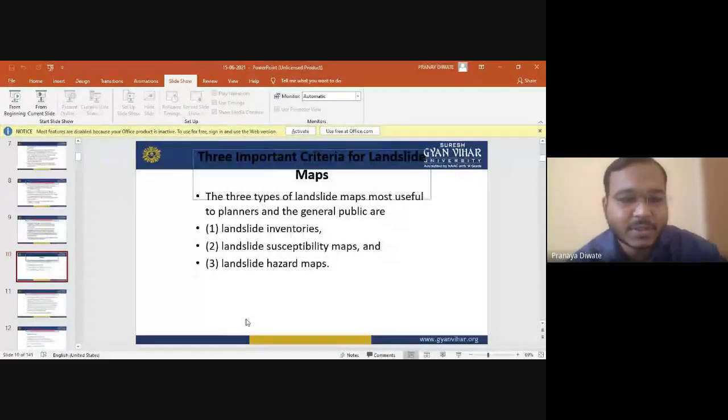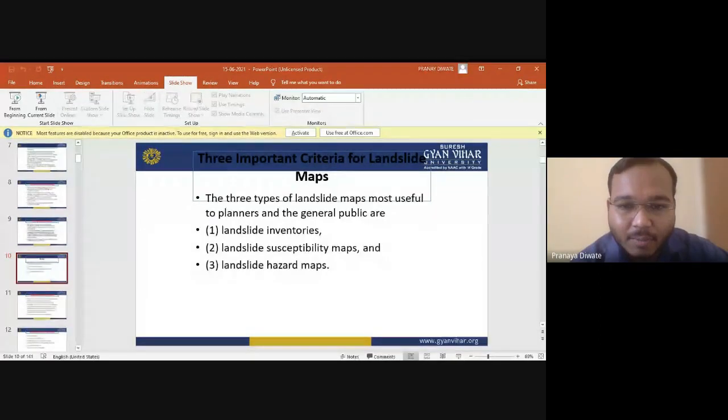This kind of study is very important, because why is it very important? Because you need proper information for the landslide.